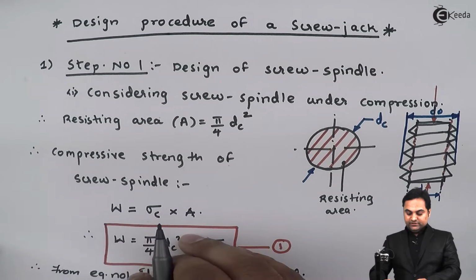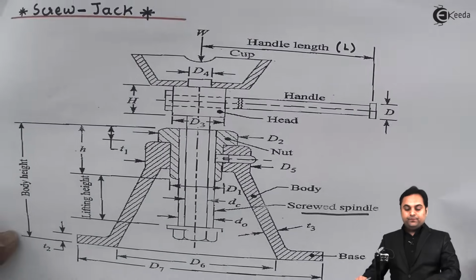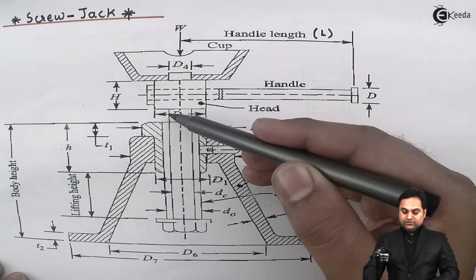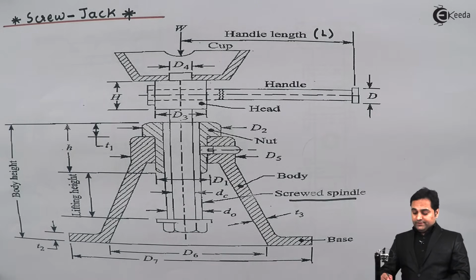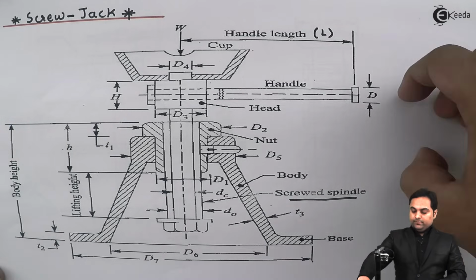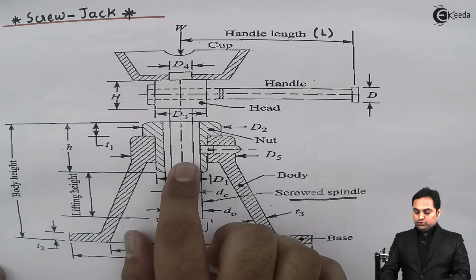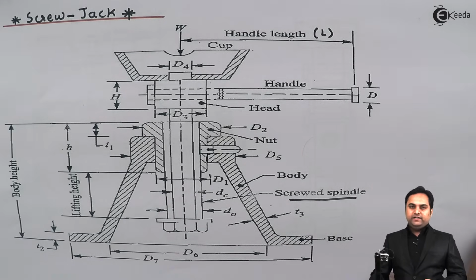Now after this, once I have considered it in the first step, as we can see, because of compression this screw spindle can fail along the core diameter, the minimum diameter. At the same time, this screw is subjected to a torque because we are holding this handle and rotating it. So when we rotate this handle and at the same time a load is kept, this screw spindle is subjected to torsional shear stress because of the rotation of the handle.